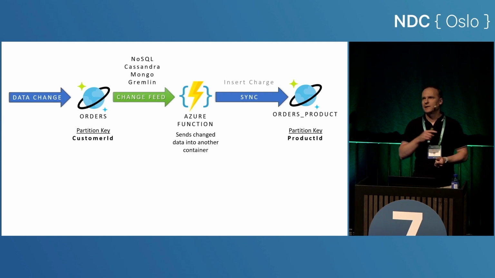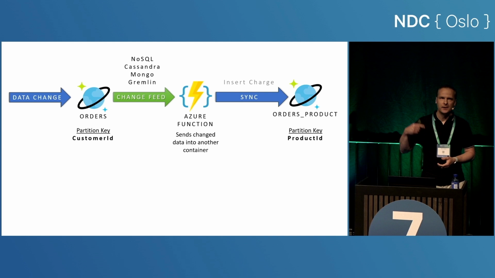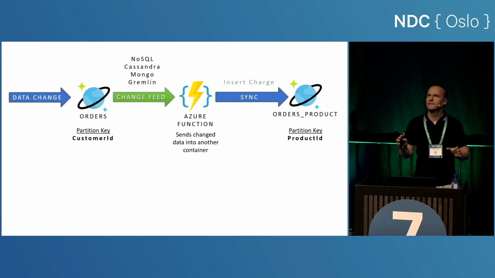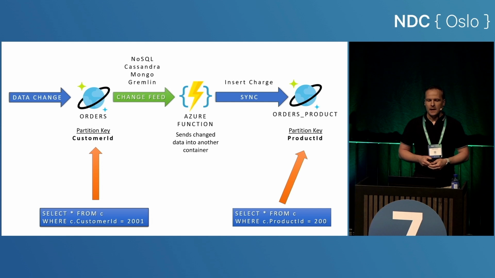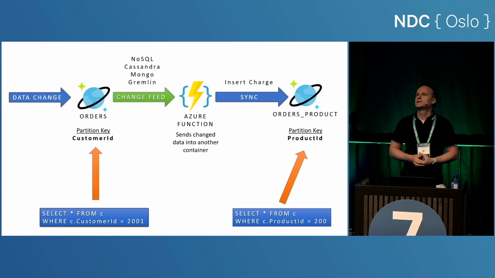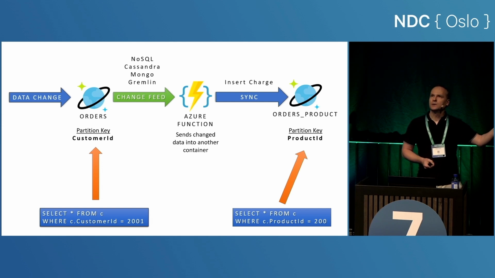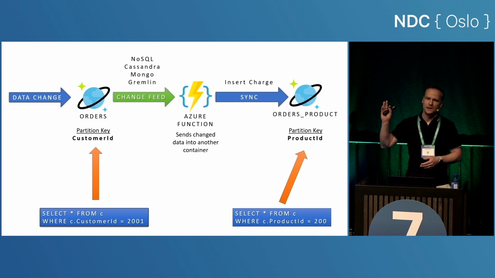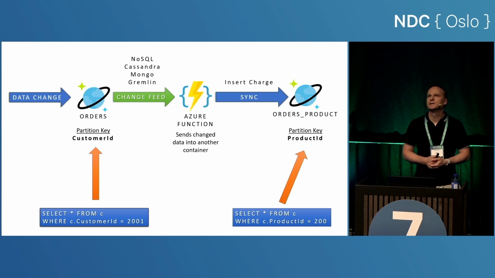That insert, every time you're going to order something that orders under product, that's going to be an insert charge. So you kind of need to plan for that, or it can be a surprise for later. So in our case, if we have the customer ID, we are going to go and hit the orders. And if we have the product ID, we are going to go and hit the orders under product.